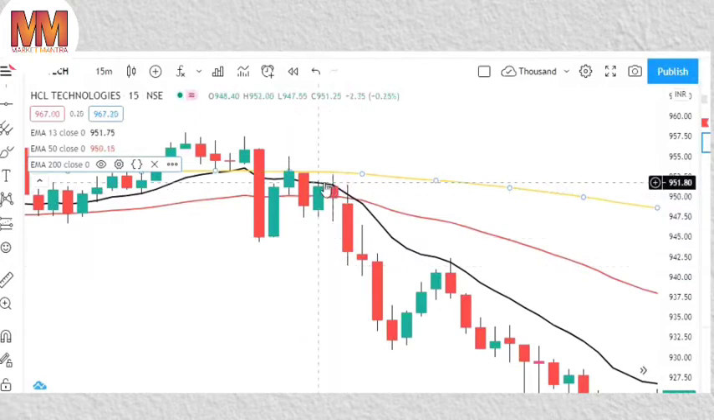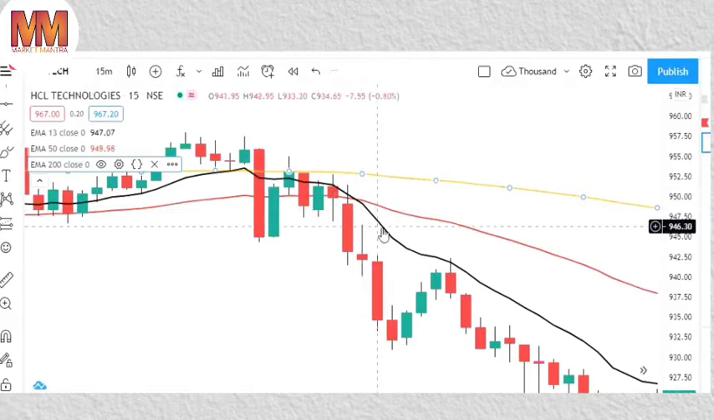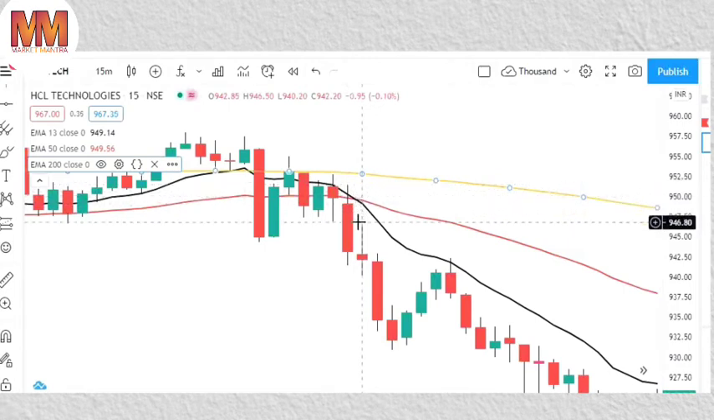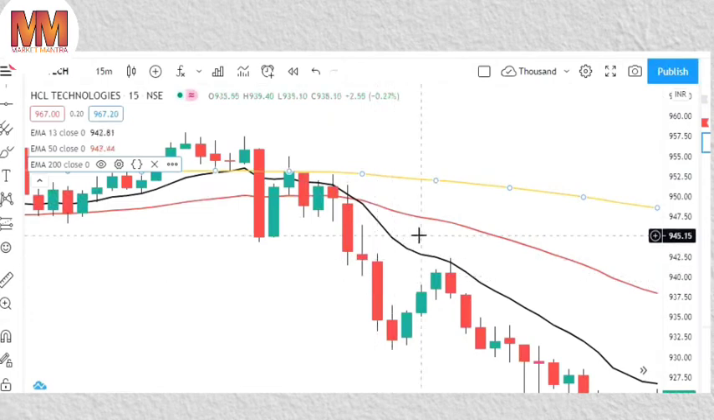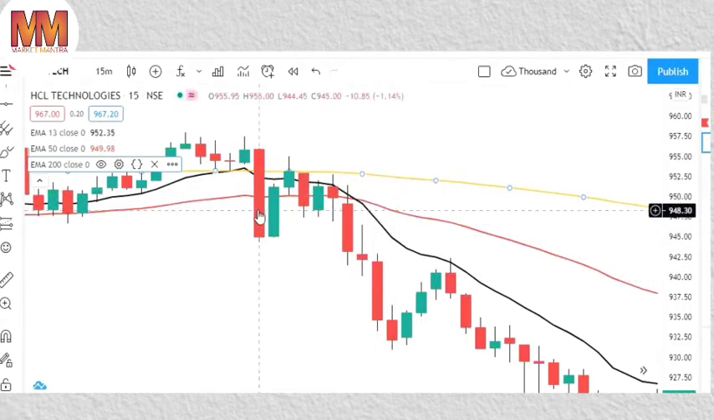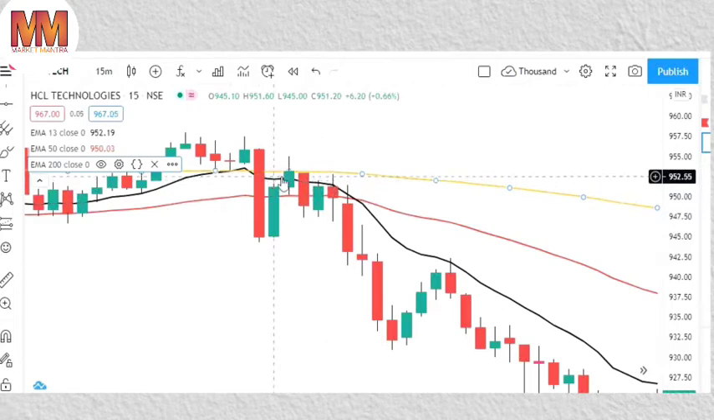First, let's understand the logic behind this strategy. Whenever these two lines, the 13-day exponential moving average and the 50-day exponential moving average, intersect, that will be the point where we will get a very good trade. But if we wait until these two intersect, we will lose some good opportunities. That's why we have to check when these two lines start coming closer.